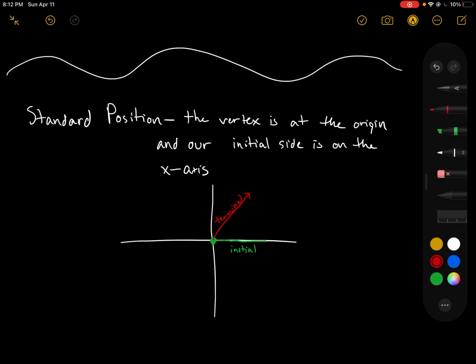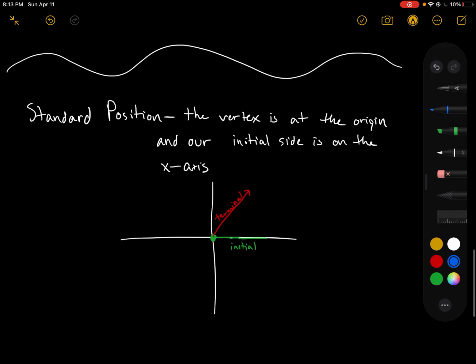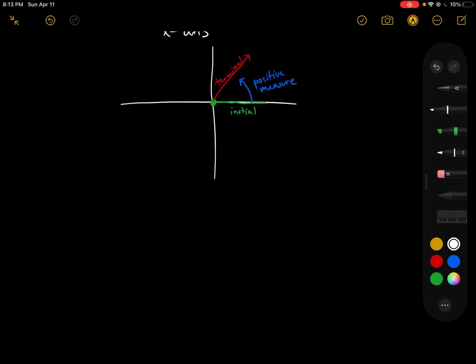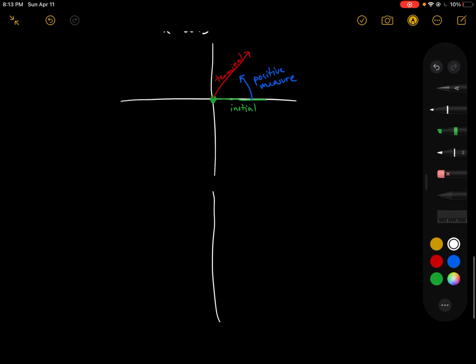Next, we have the terminal side of an angle. So that would be if we're drawing an angle out like this. That would be our terminal side. And going from here to here, that is our positive angle measure. Now, this is not the only way that we can draw these. For a similar angle, we could also see it going the opposite direction.